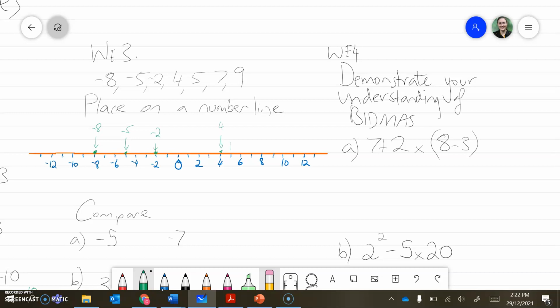5 is going to be between 4 and 6. 7 will be between 6 and 8. And 9 will be between 8 and 10. Okay, so you can see that we've constructed our number line. We've used a nice straight line. Our increments are evenly spaced apart. And then we place the values that we were required to in the question onto that number line.